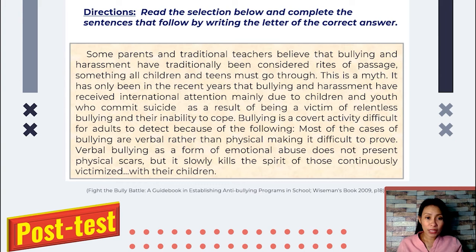Bullying is a covert activity difficult for adults to detect because of the following. Most of the cases of bullying are verbal rather than physical, making it difficult to prove. Verbal bullying as a form of emotional abuse does not present physical scars, but it slowly kills the spirit of those continuously victimized.